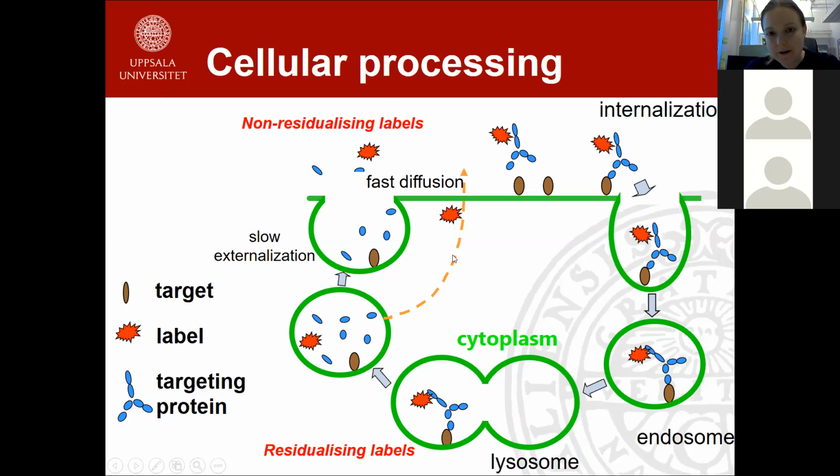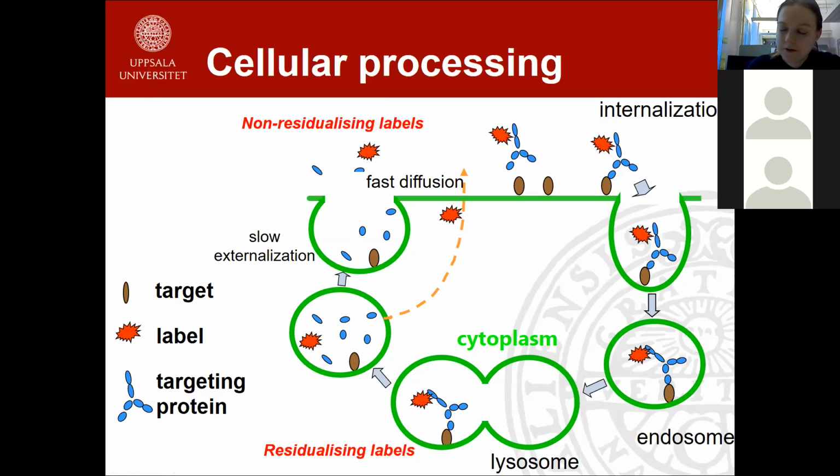But if we have fast internalization, then we should use radiometals, because that would allow us to still have the signal inside. It doesn't matter if it's on the cell surface membrane or inside the cell, it's still in the tumor.